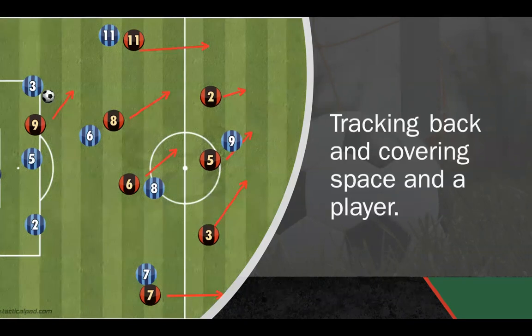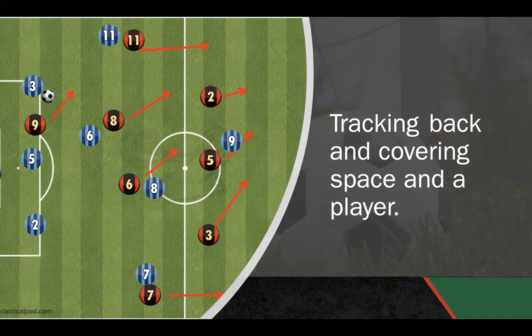So the arrows are going to show us what the situation would be in tracking back and covering the space and a player. The number 9, which is our striker, our center forward, is looking to press that ball as soon as possible. If the number 9 hasn't been able to press the ball, then we will need another player to step, usually the closest. So in this instance, the number 8 would step up and the number 6 would slide across. But what we're looking for is everybody to transition into that defensive shape, and to shift to the side of the ball.